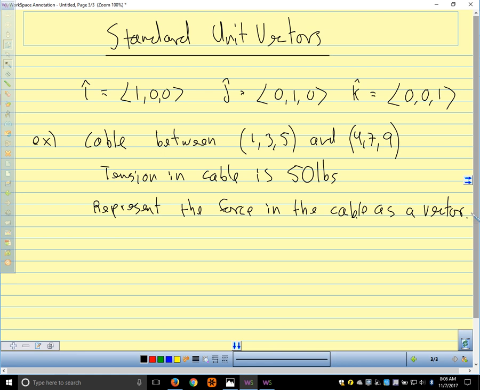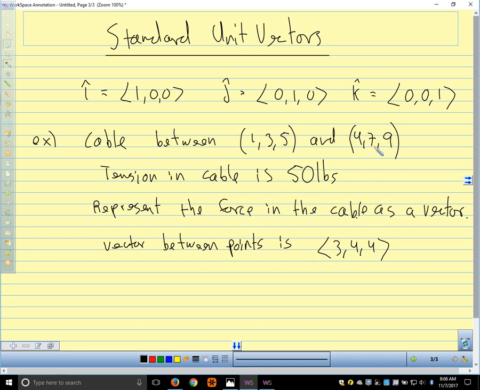Isn't the cable goes between those points, so I can represent the vector from one point to the other point. I can come up with a vector from one point to the other point. So the vector between the points is, and someone already said it, what's going to be the vector between those points? 3, 4, 4. 4 minus 1, 7 minus 3, 9 minus 5.